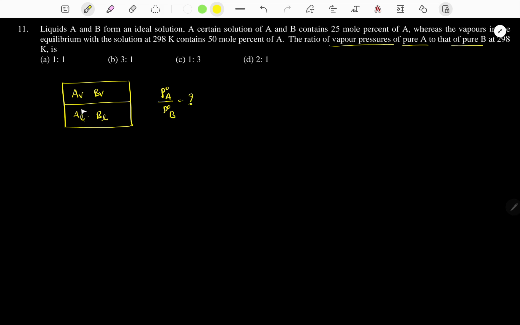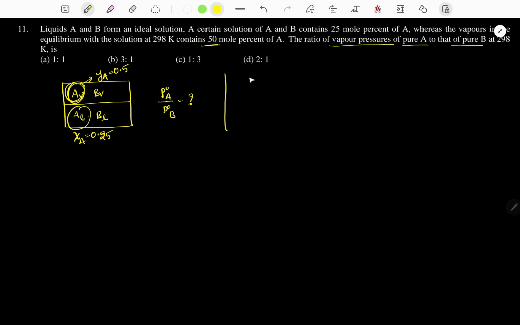The information given is that in the liquid phase the mole fraction of A is 0.25, and in the vapor phase the corresponding mole fraction YA is equal to 0.5. Generally, we take X for the liquid phase and Y for the vapor phase.